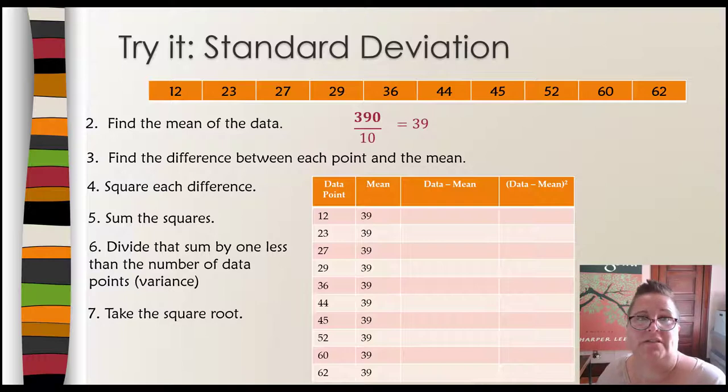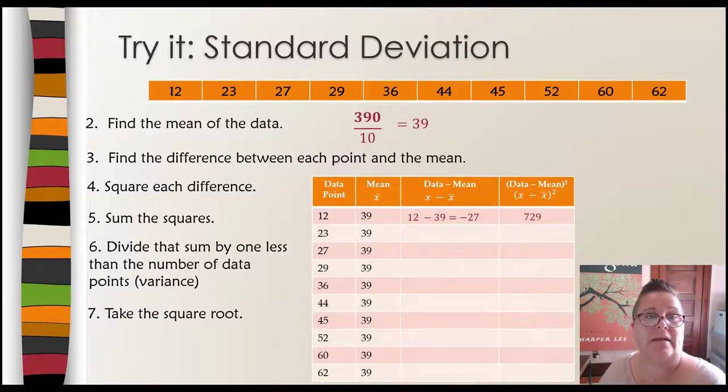My first data point is 12. I'm going to subtract from that the mean. So 12 minus 39 is a negative 27. I now need to square a negative 27. I need to know what this number is squared. So negative 27 squared is 729. Notice a negative times a negative is a positive.